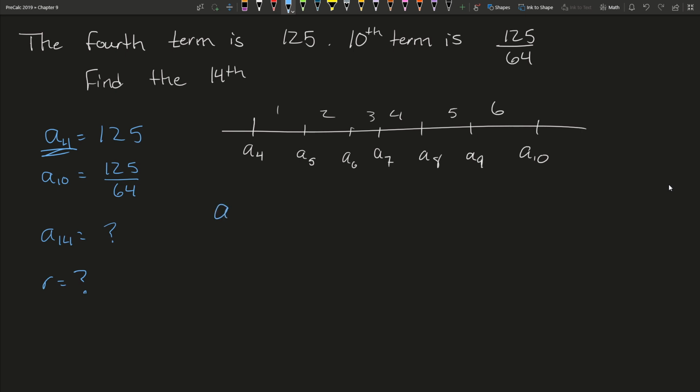So we can rewrite this as A10 is equal to our new first term, A4, times our common ratio to the 6th power. Okay, and I want to stop there real quick. Are there any questions about what I just said?